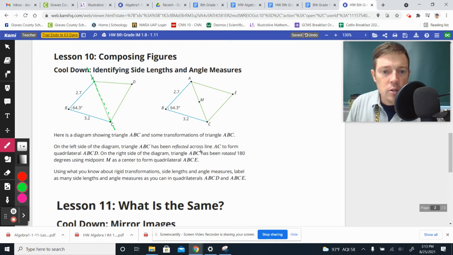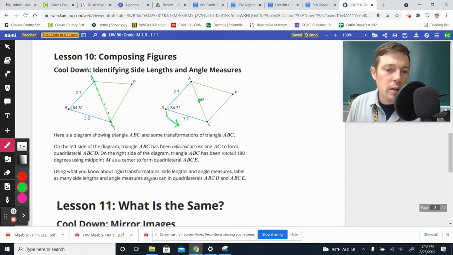On the right, triangle ABC is rotated 180 degrees around the midpoint M. So they're taking it and they're rotating it around this way, around that center point. And so it creates ABCE. You can see slightly some differences in how the quadrilateral turns out.